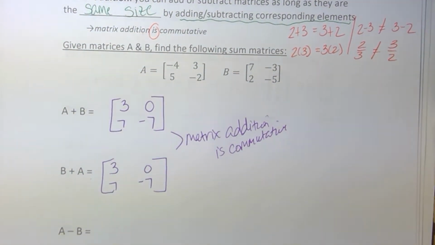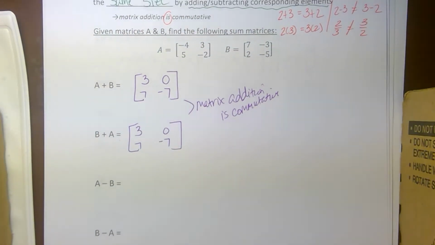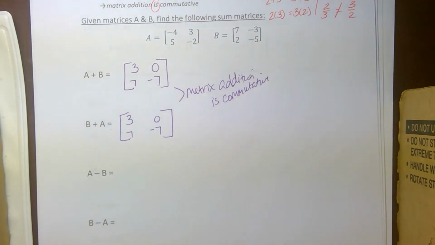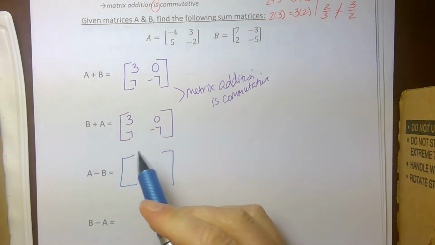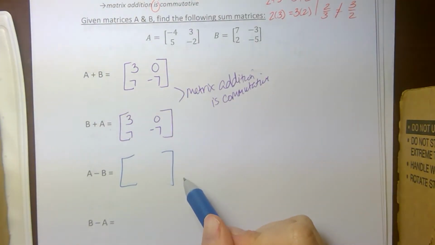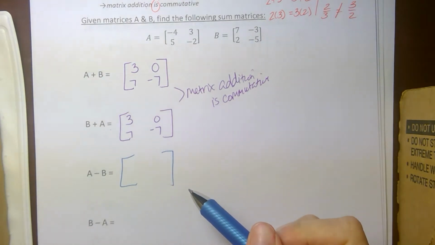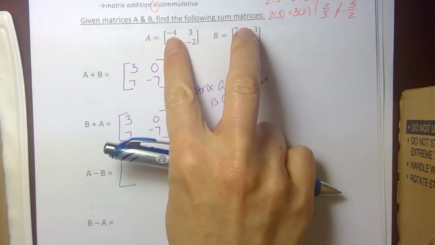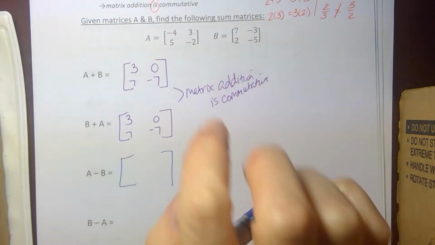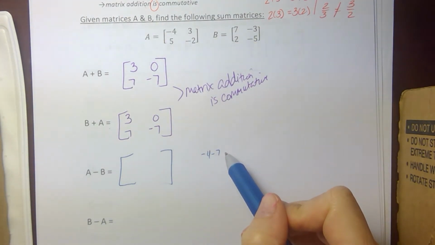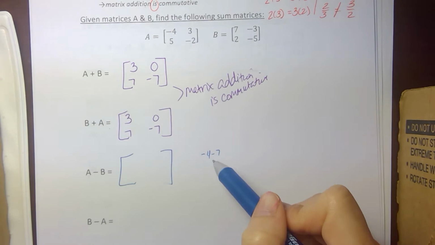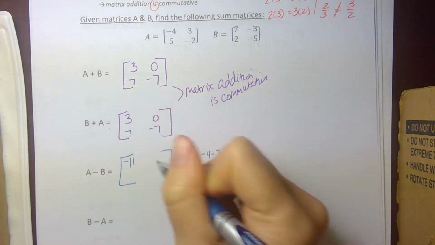So what do you think about matrix subtraction? Do you think it will be commutative? Let's check and see. So A minus B. Now, if I'm subtracting the values in B, that means the sign is going to change. For example, A minus B, if I do -4 minus 7, so I'm adding a -7 instead of a +7. -4 minus 7 is -11.